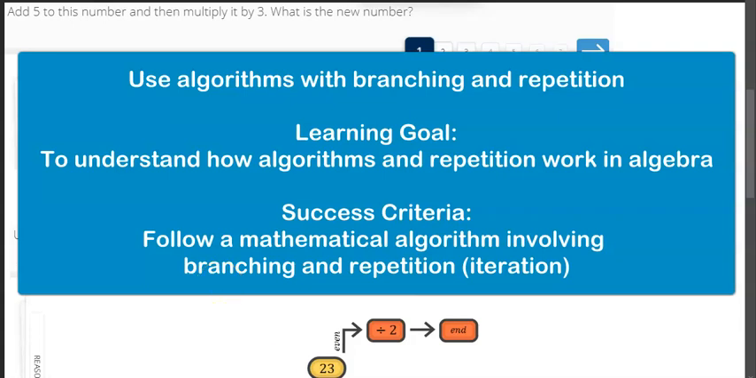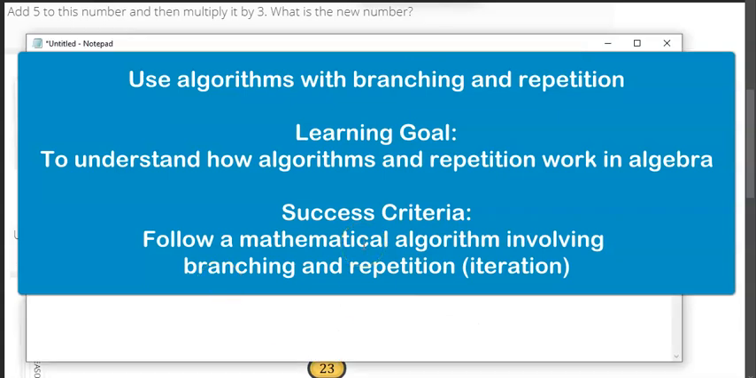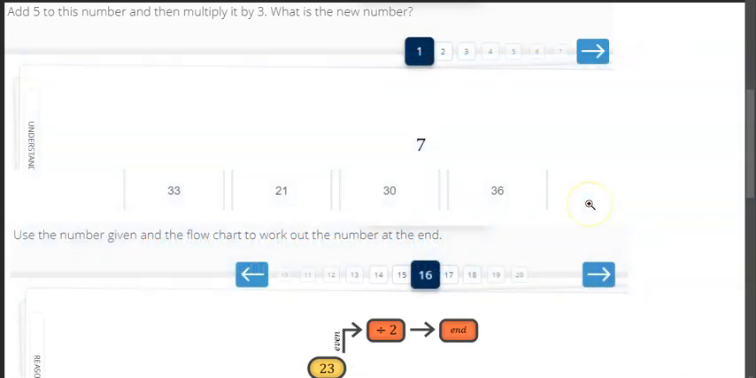This skill will be looking at using algorithms with branching and repetition. The learning goal for this one is to understand how algorithms and repetition work in algebra. And the success criteria is to be able to follow a mathematical algorithm involving branching and repetition, which is also known as iteration. You can go ahead and find this skill on Essential Assessment in the Patterns and Algebra topic for the Number and Algebra strand.